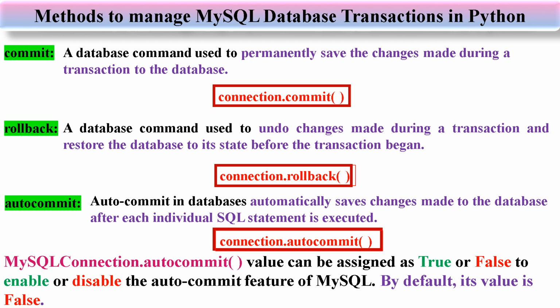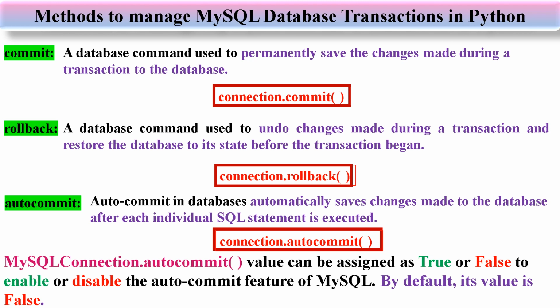Python MySQL connector provides the following methods to manage database transactions in Python. First is the commit method. Commit is a database command used to permanently save the changes made during a transaction to the database. Once a program has completed executing the query with your changes and you want to commit the changes to the database, then you need to call the commit method on the MySQL connection object. Syntax is connection.commit function.